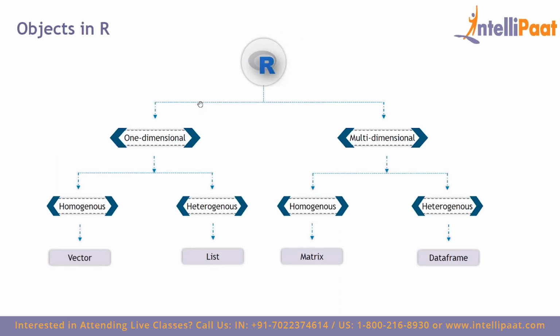So objects in R, you see this tree diagram. I think it's a pretty exhaustive one, which helps you understand all the objects. So broadly, it's classified into one-dimensional and multi-dimensional. What is one-dimensional? Say if you just want to store, say, color of all the apparels in your database, right?